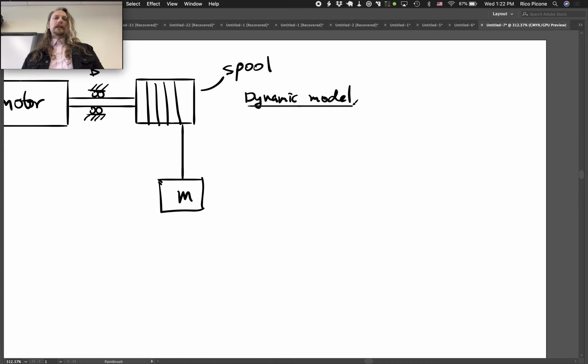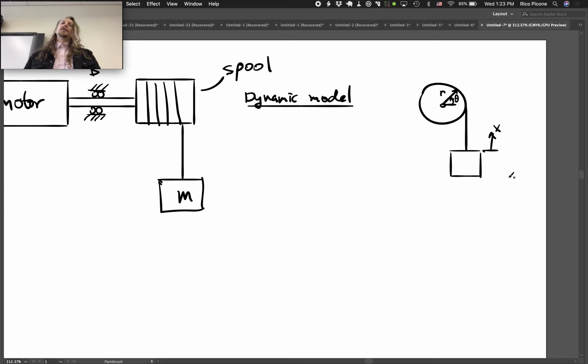So the spool, if we looked at it end on, looks like this. We've got some radius of the spool, r, and it's also got some angle of rotation, theta. And we also have the distance that the mass moves, which we'll call x.